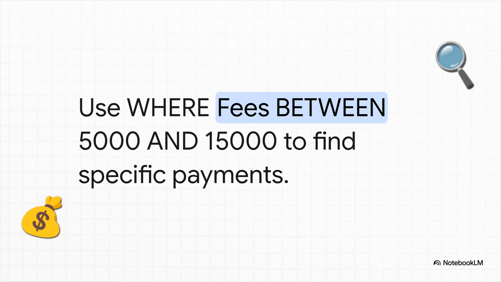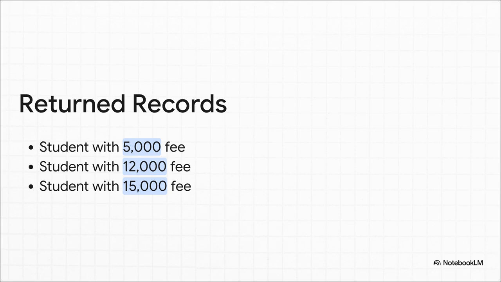It is beautifully straightforward. And look how cleanly the results come back. We get exactly 3 matching records. A student with a $5,000 fee, one with $12,000, and one with $15,000. Now, something absolutely crucial to remember here is that the between operator is inclusive. That means the exact starting number of 5,000 and the exact ending number of 15,000 are explicitly included in your final dataset, along with everything in the middle.